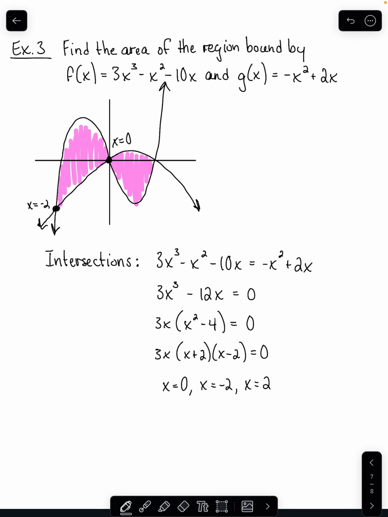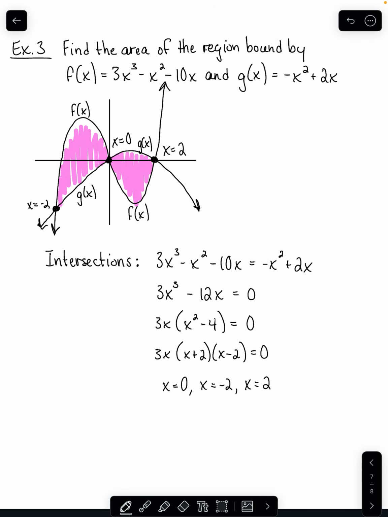The x equals 0 is the x value that separates the two regions. So we have a region that goes from x equals negative 2 to x equals 0, and then a separate region that goes from 0 to 2. And those regions are separate because in the left region, between negative 2 and 0, it is the cubic function that is on top, and the quadratic function that is below. But in the rightmost region, from 0 to 2, it changes. It is now the quadratic function that is on top and the cubic function that is below.